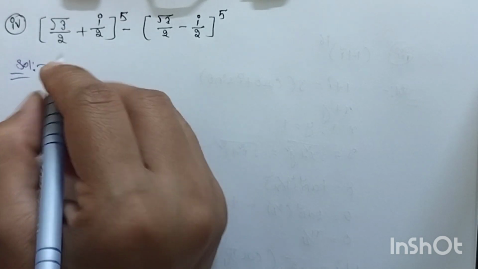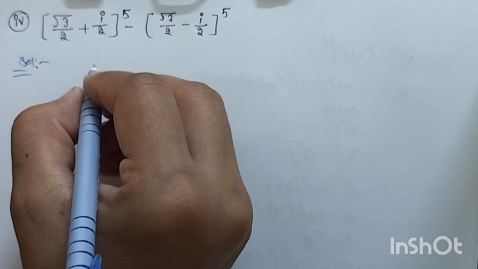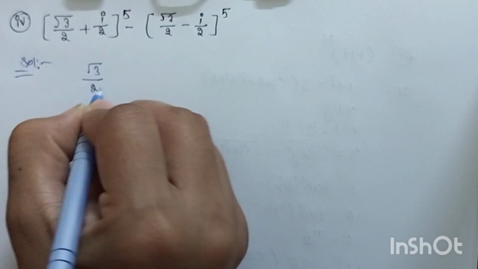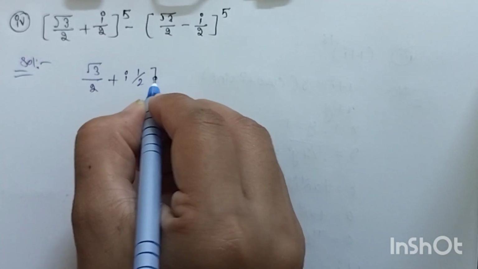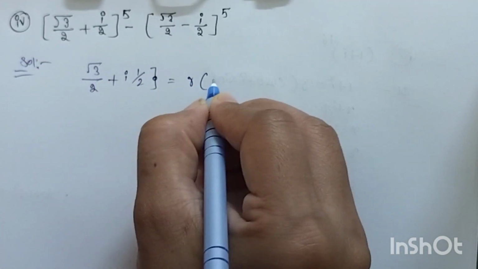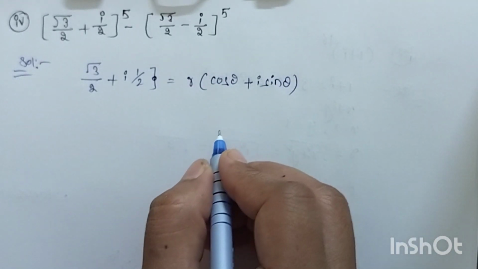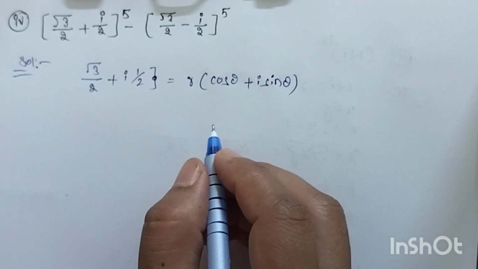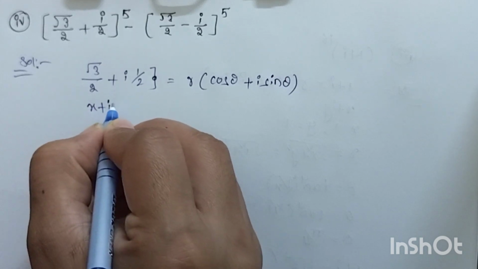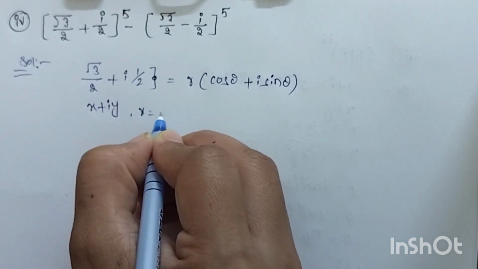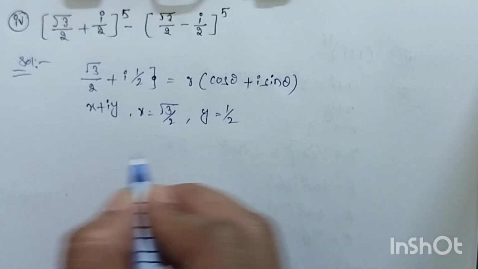So we can change root 3 by 2 plus i by 2 into modulus amplitude form. That is, root 3 by 2 plus i into 1 by 2 equals r into cos theta plus i into sin theta. This is the modulus amplitude formula. This is in the form x plus iy. Here x is equal to root 3 by 2 and y is equal to 1 by 2.